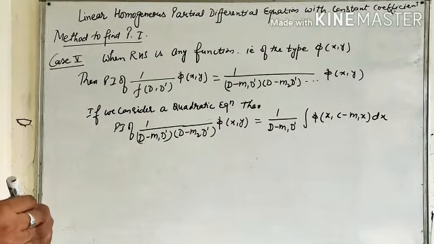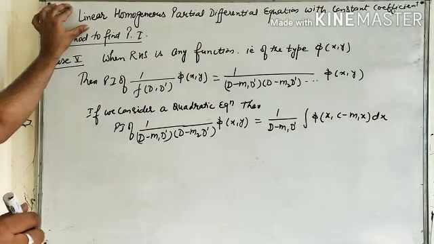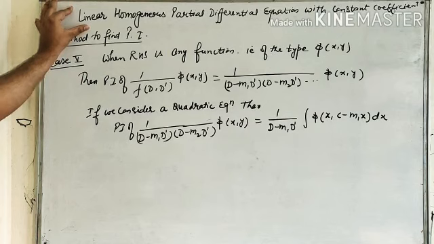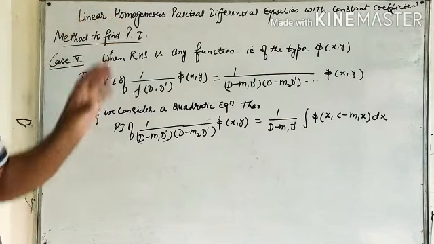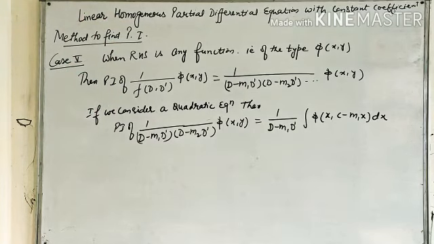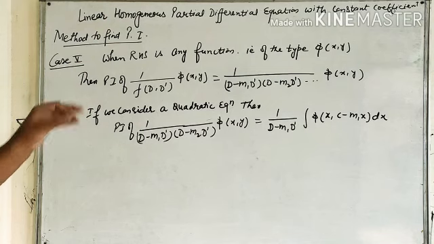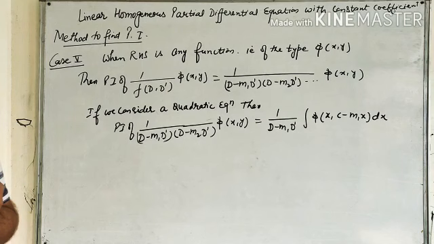Hello friends, this is the last lecture of linear homogeneous partial differential equations with constant coefficients, where we have to find the particular integral (PI). Four cases were already discussed in the previous four lectures. In case 1, when the RHS is of the form e raised to power ax plus by. In case 2, when the RHS is of the form sin(ax plus by) or cos(ax plus by).